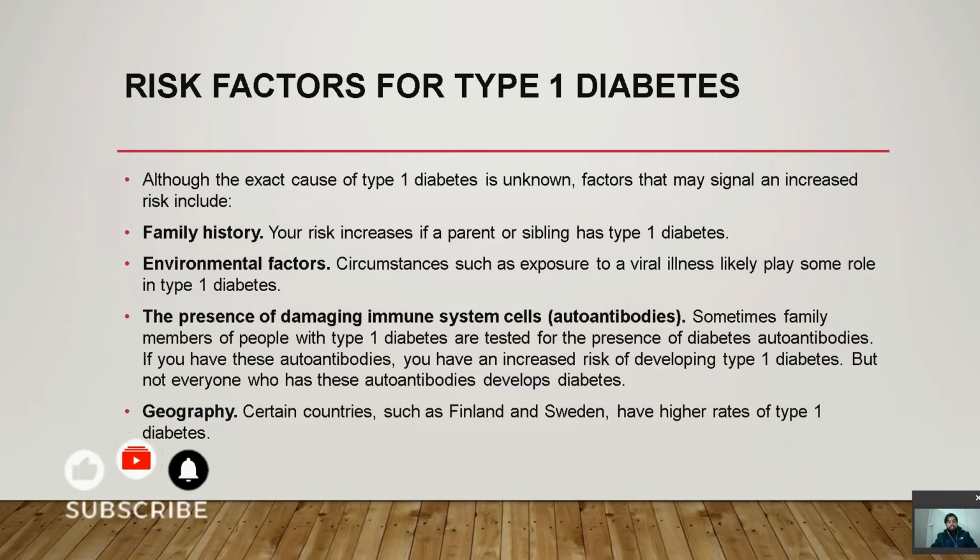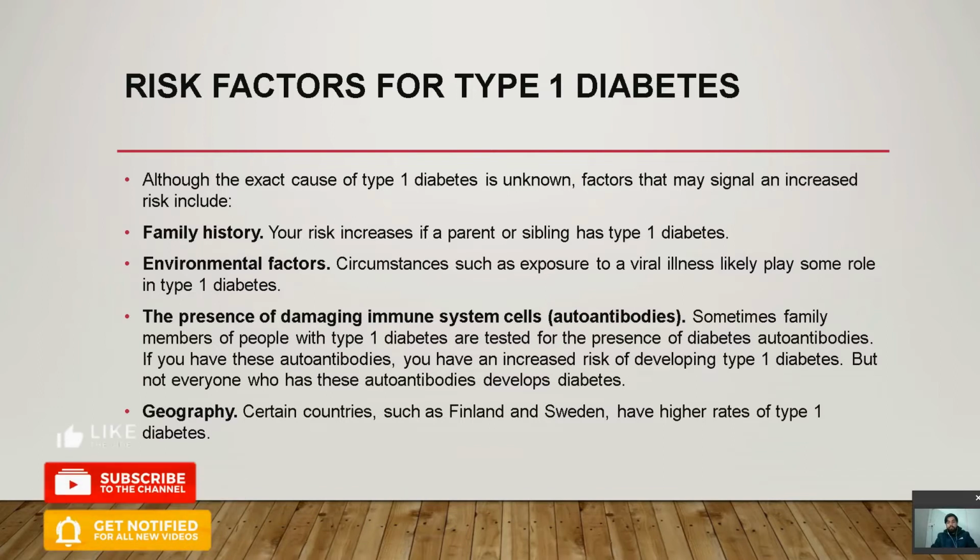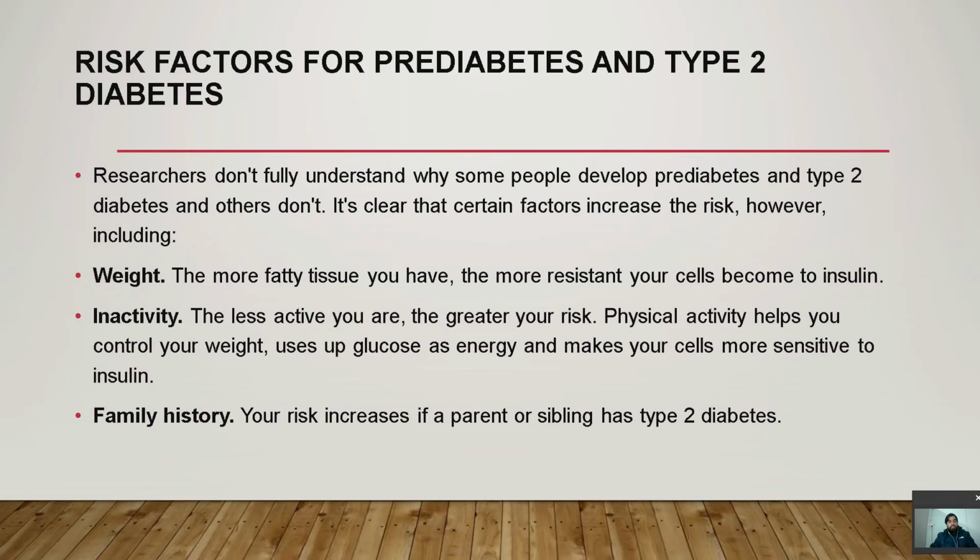Next is geography. Certain countries such as Finland and Sweden have higher rates of type 1 diabetes. Next is risk factors for pre-diabetes and type 2 diabetes.